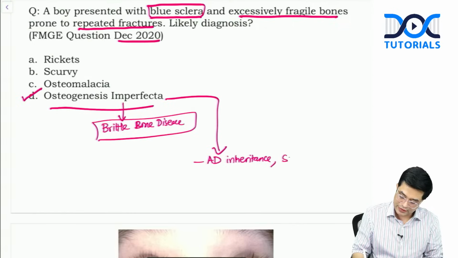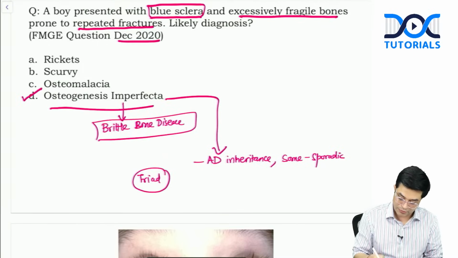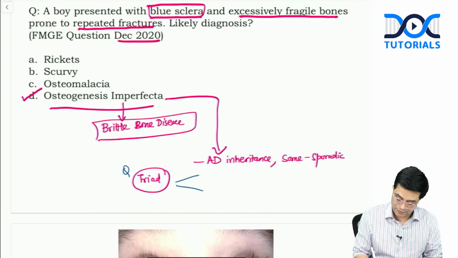Some patients can be sporadic. They arise due to de novo spontaneous mutations. Osteogenesis imperfecta has a classic triad. What is the triad of osteogenesis imperfecta? An MCQ on this has been asked previously.